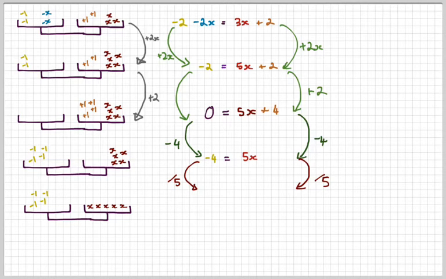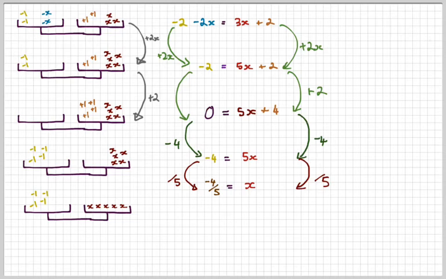So if I divide by 5 on the left-hand side, I get x on its own, which is what we want. And if I divide by 5 on the right-hand side, well, I just get minus 4 divided by 5. Minus 4 over 5, or minus 4/5. That's the value of x. We have now solved the equation because we have x on its own on one side. Okay, we'll do lots of practice of this in lessons.